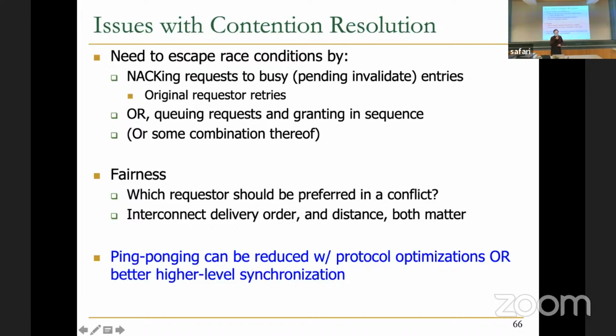Okay, ping-ponging is still a problem, actually. Ping-ponging still exists in directory-based protocols, but it's not as bad because the directory hopefully is clever about handling ping-ponging. It can be reduced with a lot of protocol optimizations, basically. For example, if you have a lot of requests that are coming to a particular node, so if you remember the ping-ponging, let's get back to the one that I had over here.